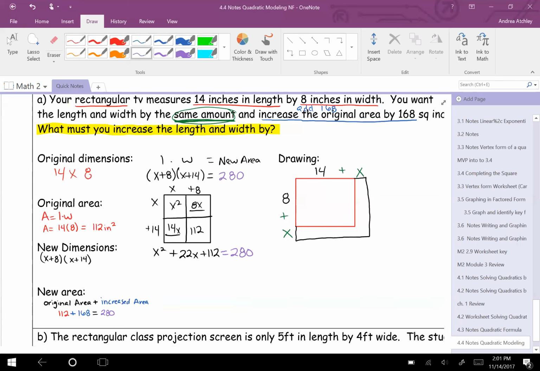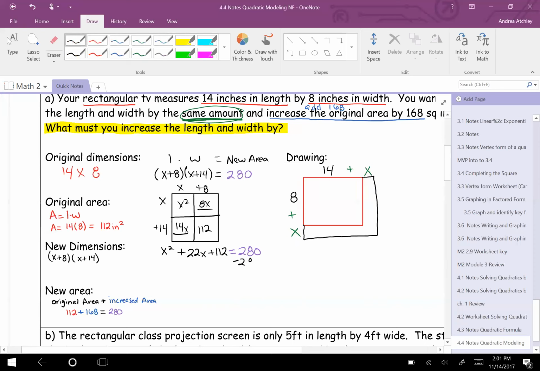Now I got to solve this. I can't have it equal to anything other than 0 because it's quadratic. So I need to move the 280 over. So I'm going to get x squared plus 22x minus 168 equals 0. Any questions over that?